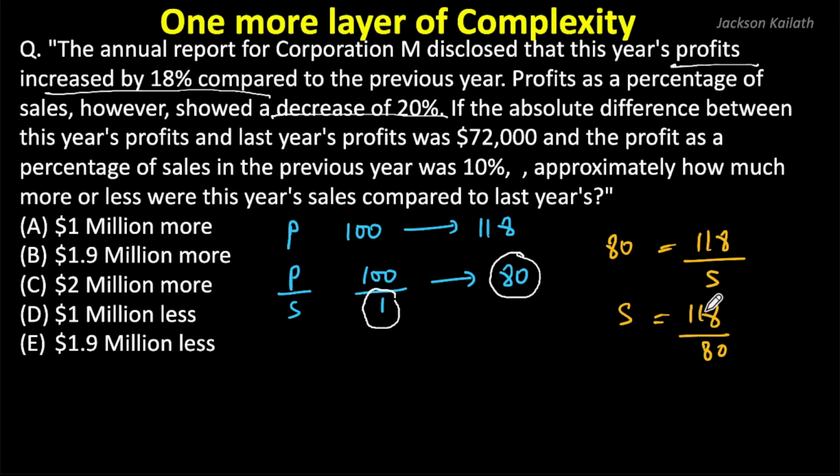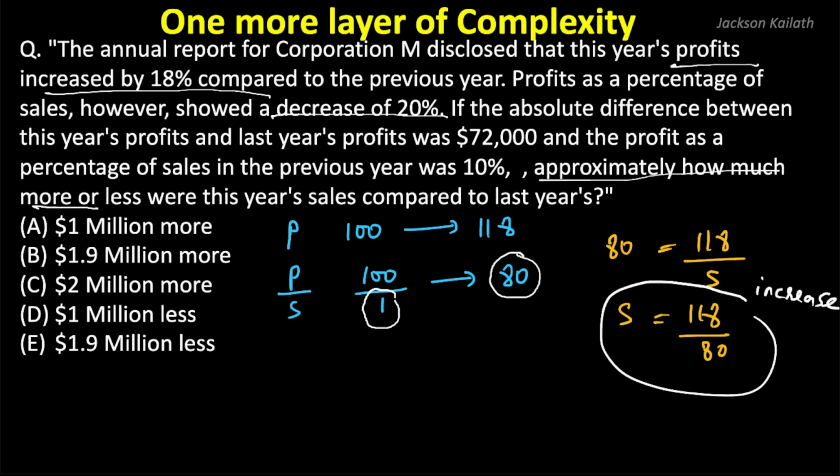Now in this ratio, the numerator is greater than the denominator. So this value over here will be greater than 1, right? And finally, the question says approximately how much more or less were this year's sales compared to last year's. Because from 1, it's becoming 118 by 80. Again, these are not the actual values, but whatever the value, it has to increase in this proportion, right? So because that's increasing, we can easily eliminate whatever is mentioned as less in the options. So this is increasing, so we can eliminate option D and E.